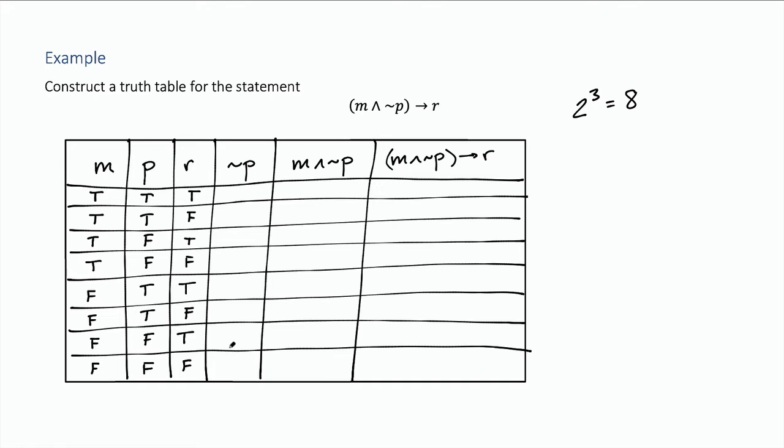Now we can go through and look at our modifiers. So I've got not P. That's the negation of the P column. So that just changes the truth value of each of these. So true goes to false, and false goes to true.